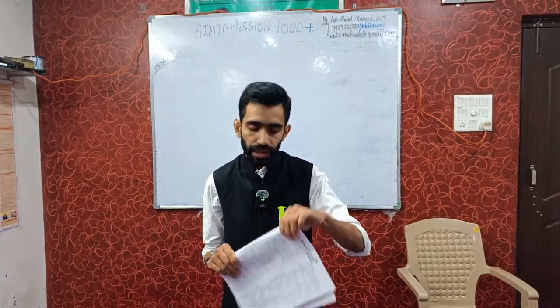We have also seen the history of the preamble, where the preamble was originally called the objective resolution because it was moved by Jawaharlal Nehru and passed by the Constituent Assembly. Then we have seen the committees of the Constituent Assembly: Union Powers Committee, Union Constitution Committee, Provincial Committee, and Drafting Committee. Now, let us continue understanding the Drafting Committee.